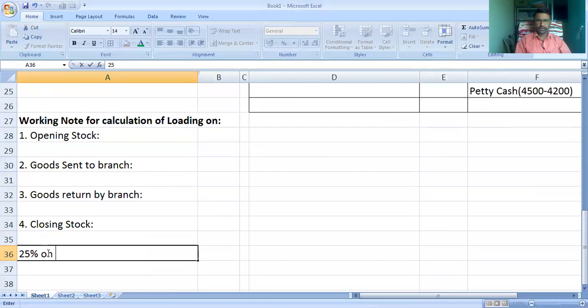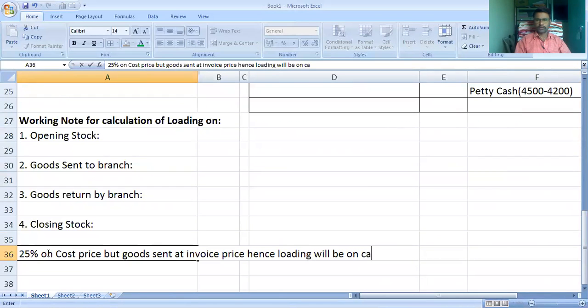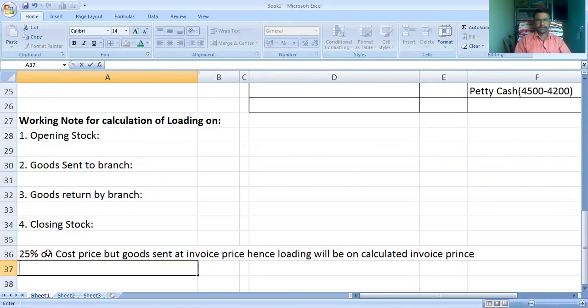25% on cost price, but goods sent at invoice price. Hence, loading will be calculated on invoice price, that is 20% on invoice price.